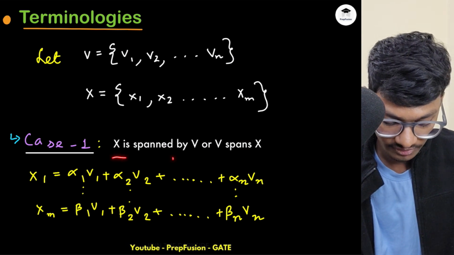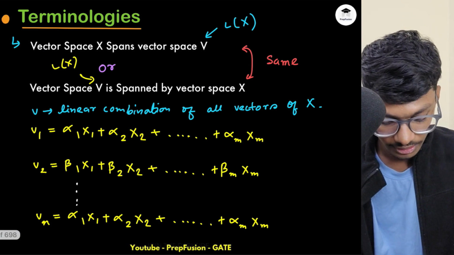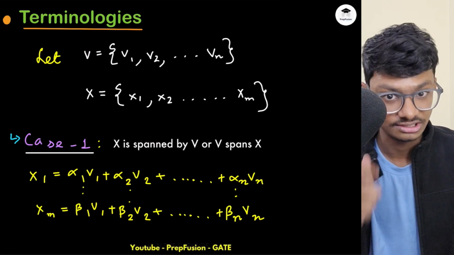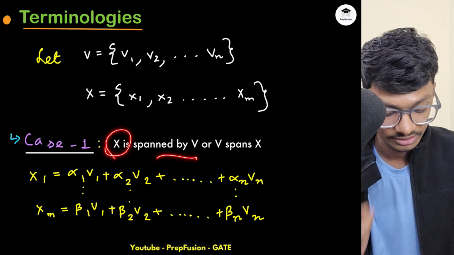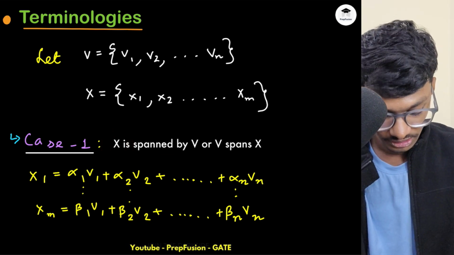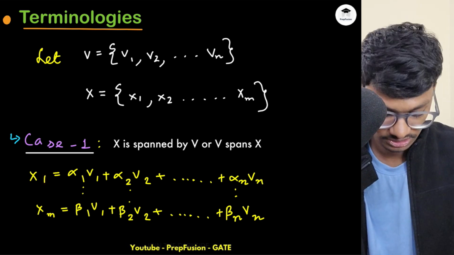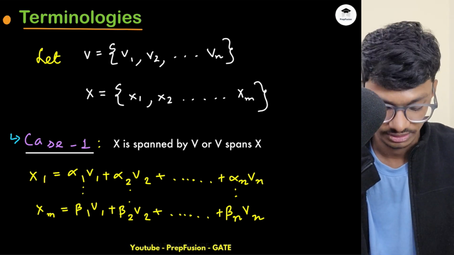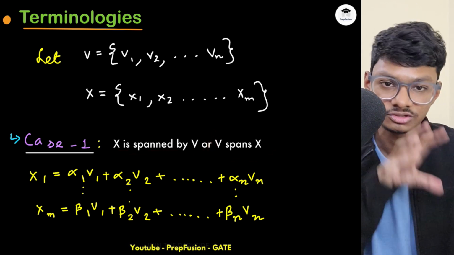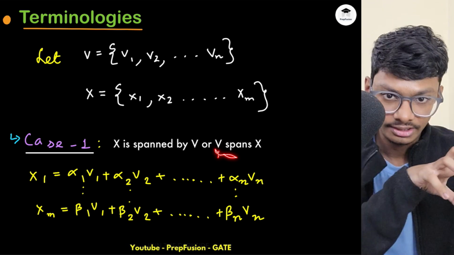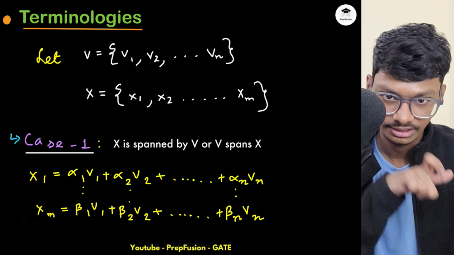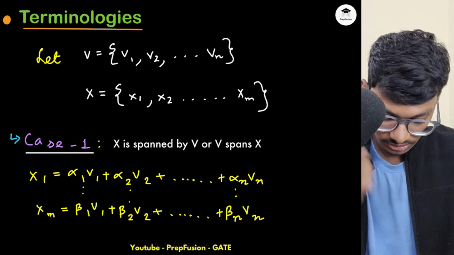So X is spanned by V. If X is spanned by V, that means now the cases are reversed. That means I can write all the linear combinations of V1, V2, V3, and then I will be able to represent X1, X2, Xm, it doesn't matter. So this is what this means. Or V spans X. So all the linear combinations of V I am taking. That is what spanning means, and then I'm writing it in terms of X. So this is what this means.